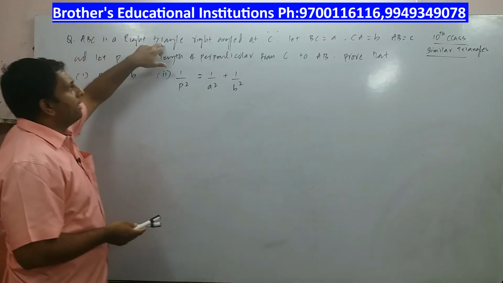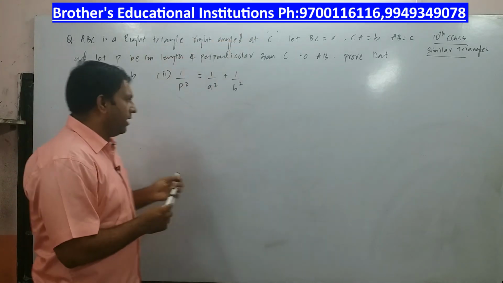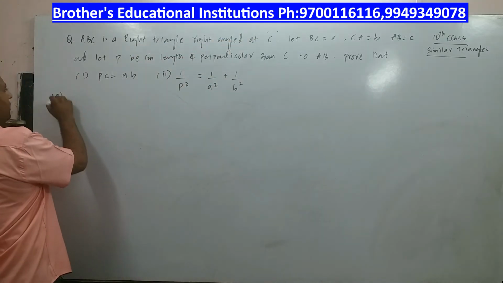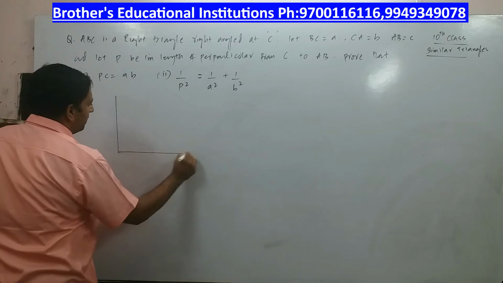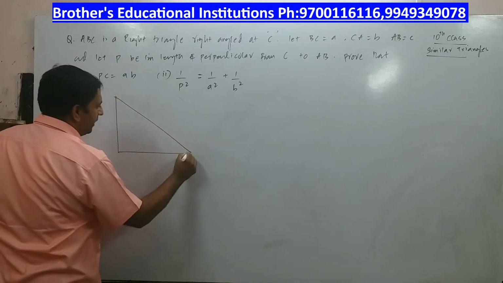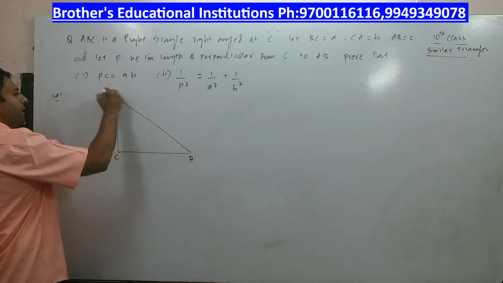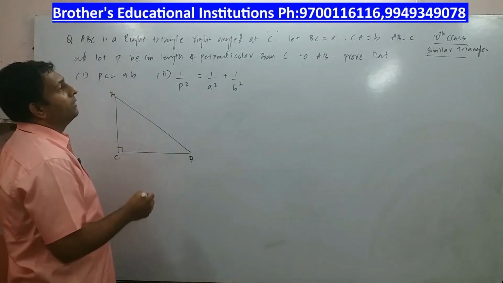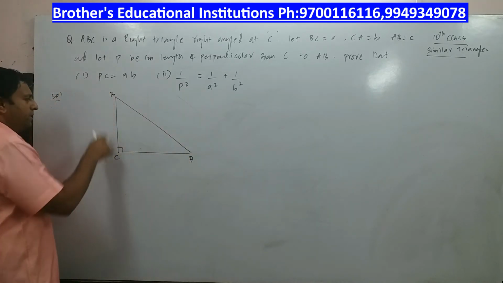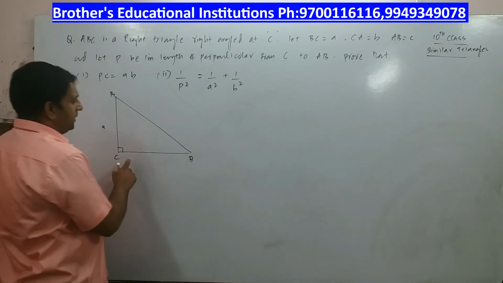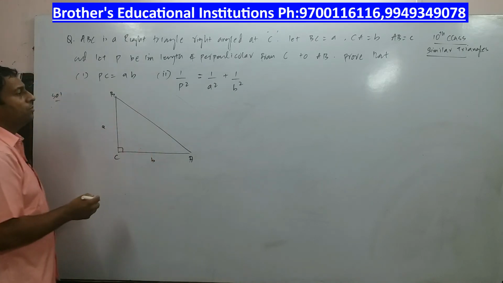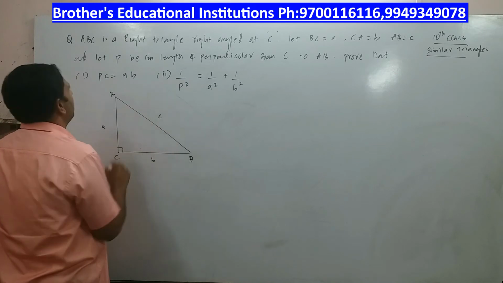ABC is a right triangle. Right angle, that is C. Let me draw that solution. So let me put this as A, let me call this as B. BC is equal to a, so this BC distance is equal to a, given to you. CA distance is equal to b, given to you. And AB distance is equal to c, given to you.